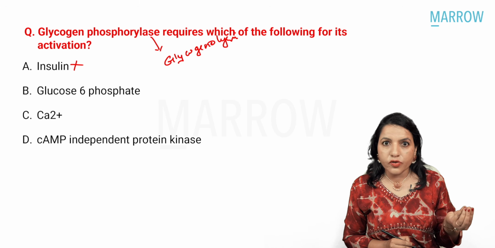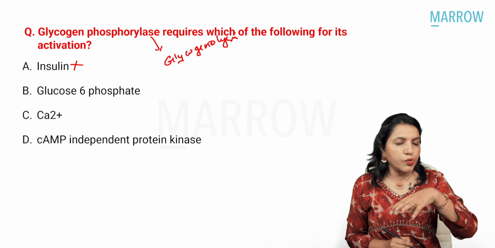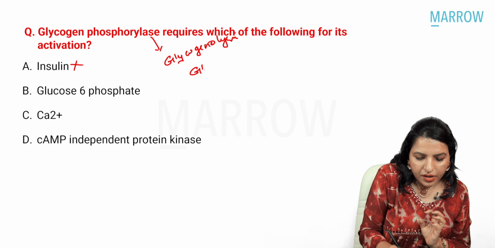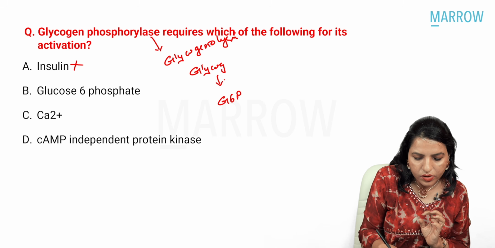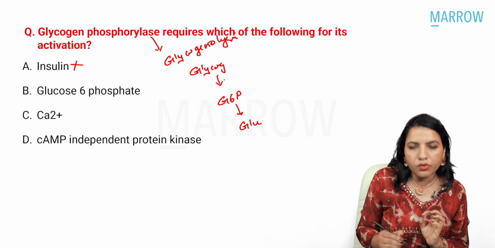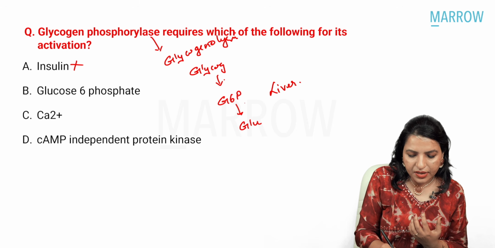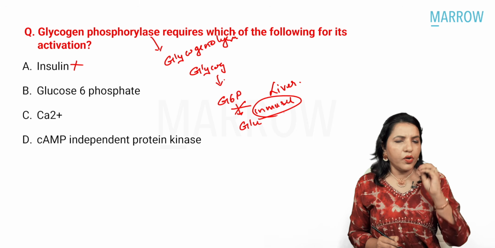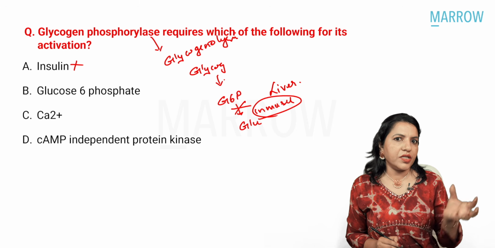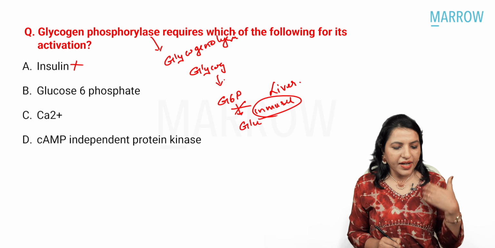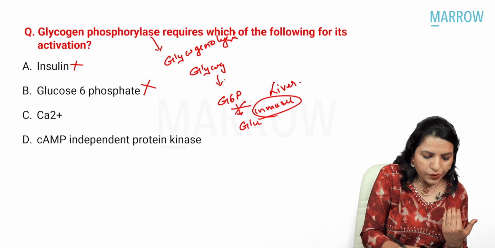Then glucose 6-phosphate. We know that when glucose is released from glycogen, it is first released as glucose 6-phosphate, which has to be converted to glucose. This happens in the liver. In muscle, this step is not there, but in liver it is there. Whatever it may be, glucose 6-phosphate is there as a product of glycogenolysis, so it is never an activator. That is also out of the question.